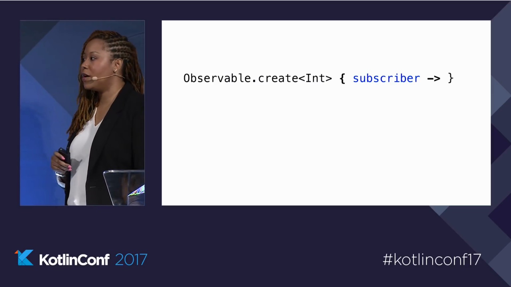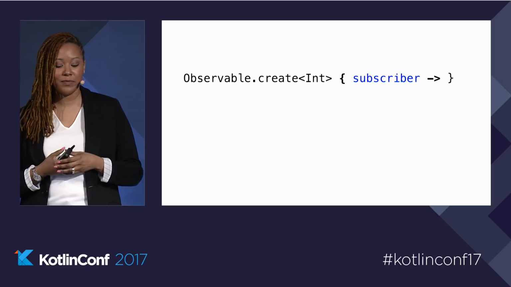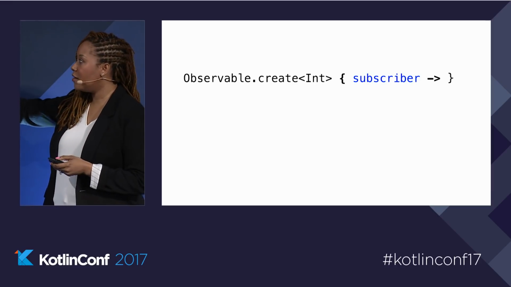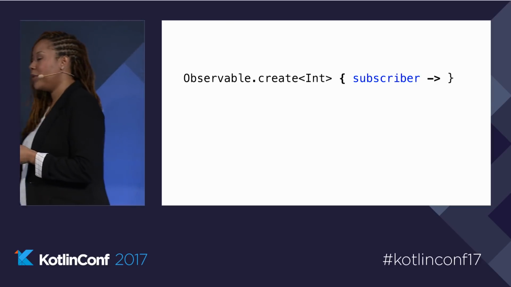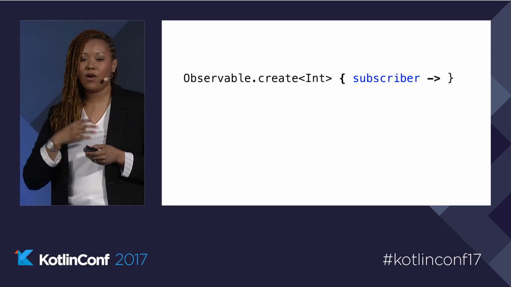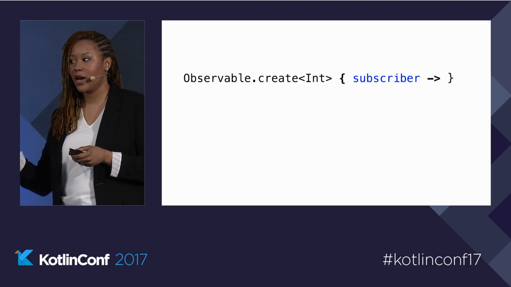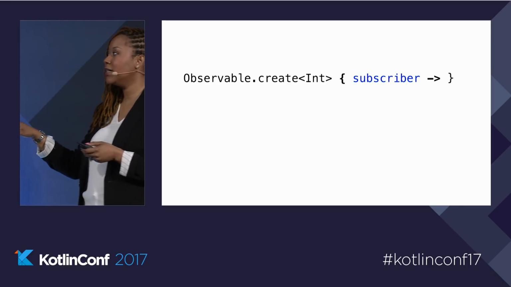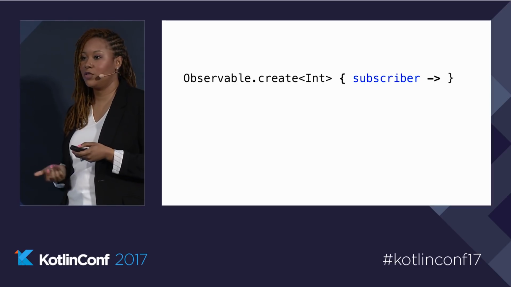Well, they come from some factory methods on the various observable class. So here's an example of the create operator, and it takes a function that passes in its subscriber, and then it can handle all the interactions with the subscriber. So we're going to talk more about subscribers or observers shortly, but this is just the most verbose way to create an observable.